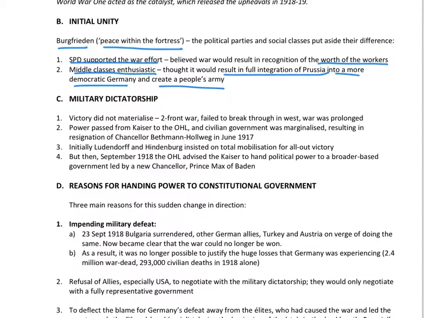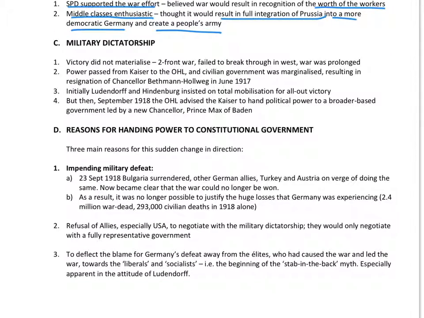Moving on, military dictatorship. Okay, so victory, of course, did not materialise. The anticipated Schlieffen Plan, which the whole German war aim hinged upon, failed. And again, I've done a podcast on that one now as well. So Germany ended up fighting a two-front war, failed to break through in the west. The war was prolonged, and that is obviously a key factor, because the morale of the German people was completely dependent on a quick victory.